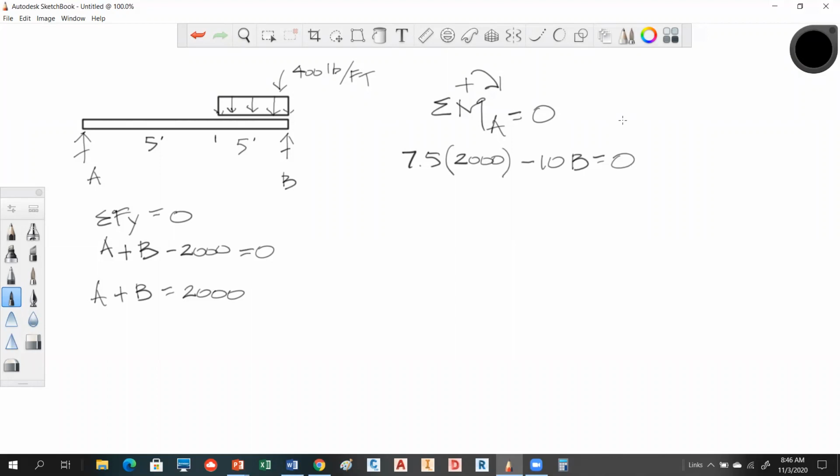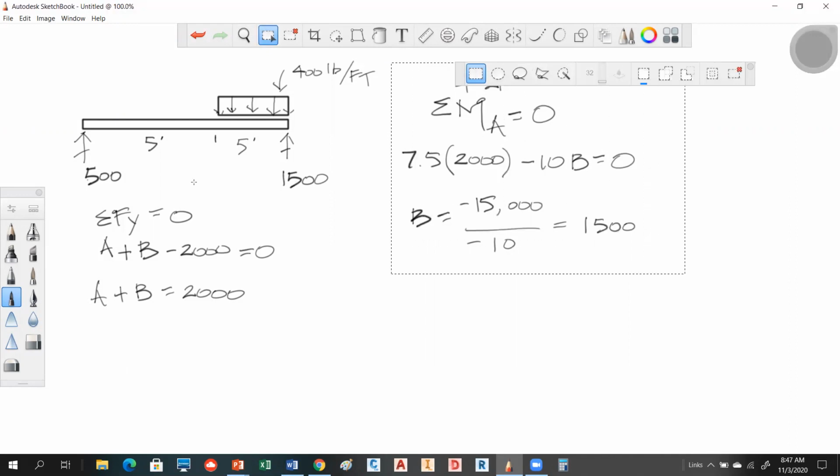So what that gives us is 15,000. So we get B is a negative 15,000 divided by a negative 10. So that gets 1,500 at that support. 1,500 minus 2,000 gives us 500. So we know that A is 500, B is 1,500. So again, all of this goes back to reactions. And then we'll see how this works on this one. So that's 1,500 and that's 500. Hopefully that's not a problem for anybody, okay?